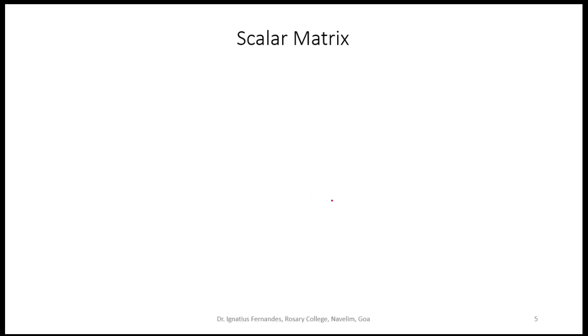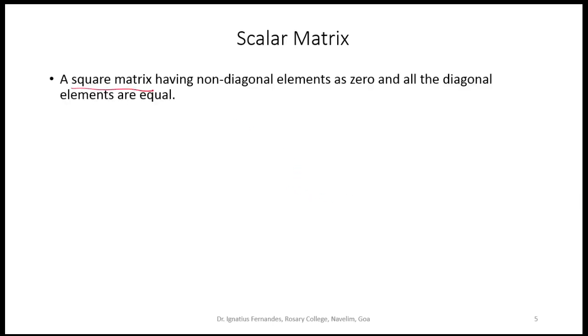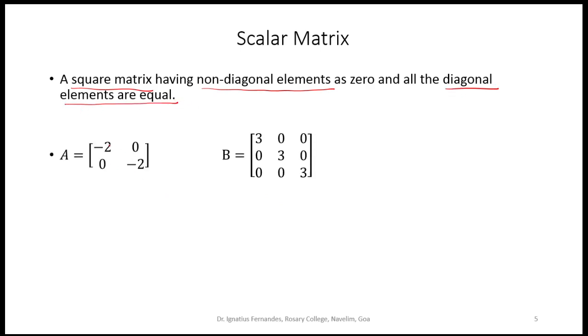Then a scalar matrix: a square matrix having non-diagonal elements as 0 and all the diagonal elements equal. This is similar to the diagonal matrix, except that now all the diagonal elements are equal, like this. The non-diagonal elements are 0 and all the diagonal elements are the same. So this is a 2 by 2 square matrix satisfying that condition, and we say it is a scalar matrix.